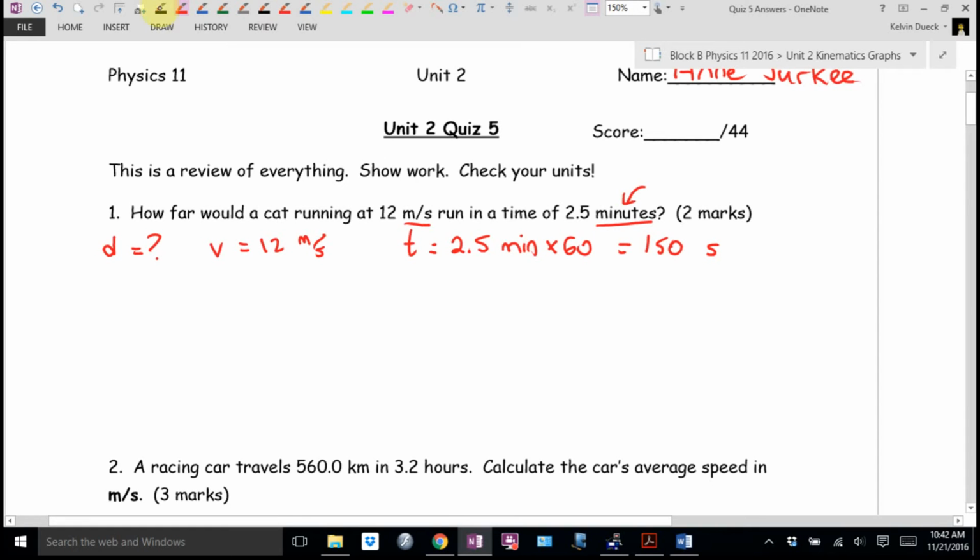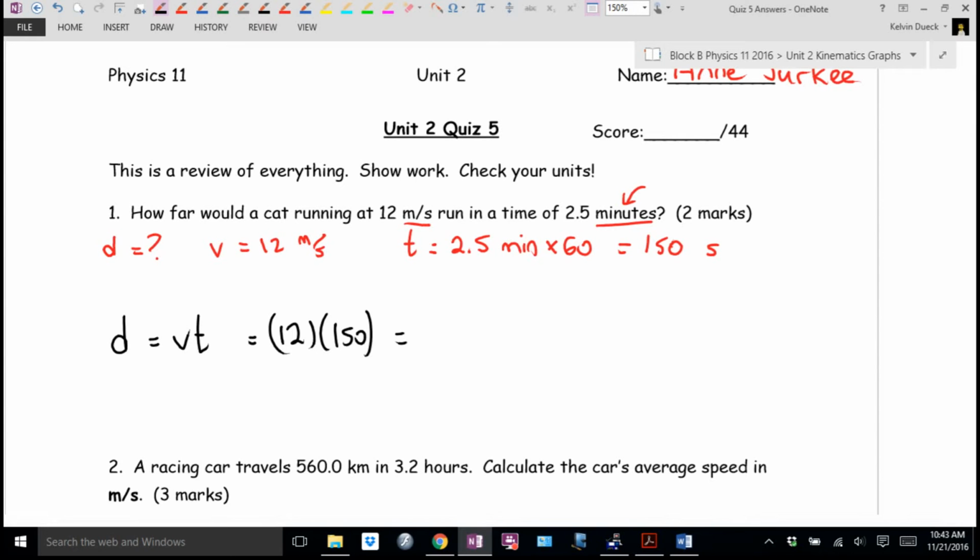Okay. Now, D equals V times T, which is going to be 12 times 150. I should do that in my head. 1,250 plus 300, 1,550, 1,550? Or am I wrong? 1,850. I was wrong. Good gosh, Duick.